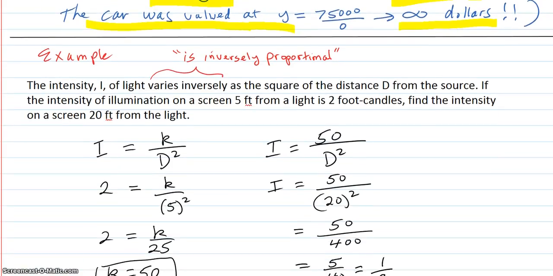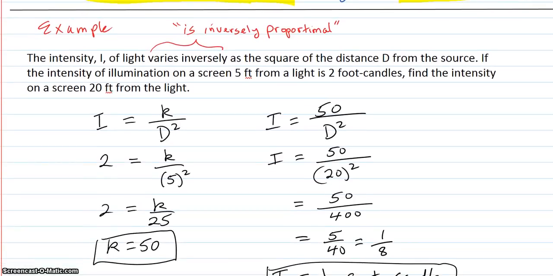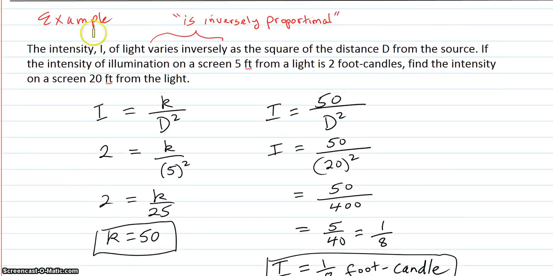Okay, another example. The intensity of light, I, varies inversely as the square of the distance d from the source. So here's the light source. The farther you are away from it, the intensity goes down. So the distance goes up, the intensity goes down.